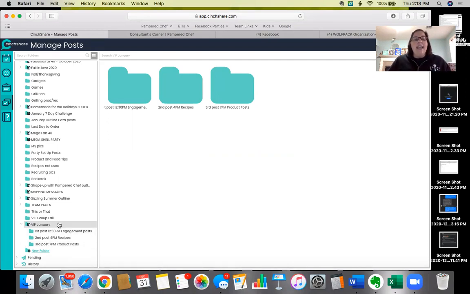So then I've taken those folders and I break them down into 3 different categories. So my first post of the day is an engagement. It's to kind of prime the group to get the algorithm going for the day. And if you're confused about what algorithm is, I always compare an algorithm to the heartbeat of a group.